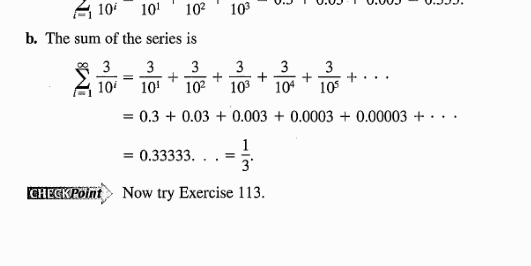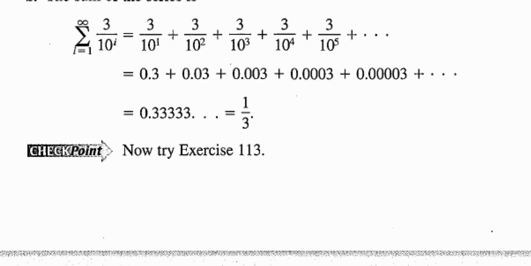And what that means is that the sum, where i starts at 1 to infinity, of 3 over 10 to the i, is the fraction 1/3. So that is the sum, even though it's infinite.